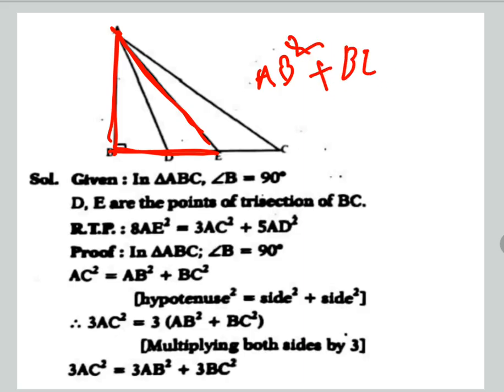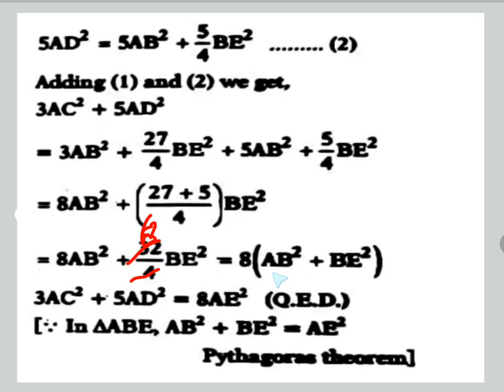AB square plus BE square is equal to AE square because here is the right angle. So from this, AB square plus BE square, we can write AE square. Therefore 3AC square plus 5AD square is equal to 8 AE square.